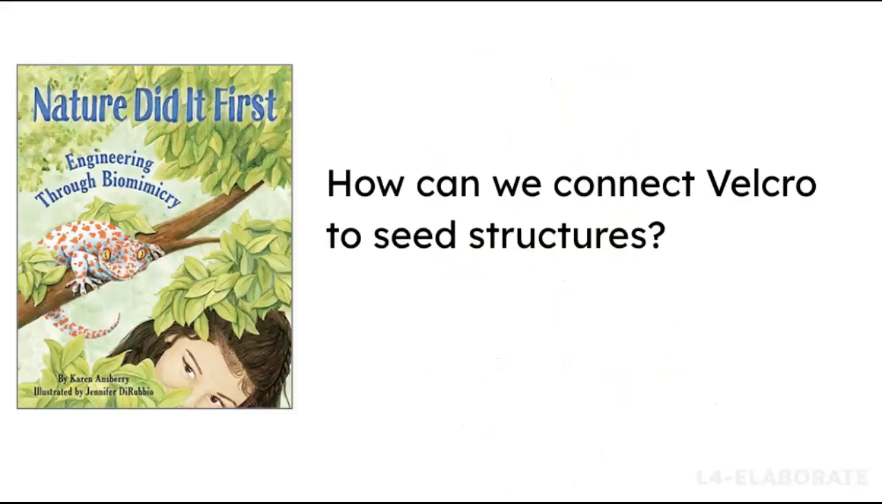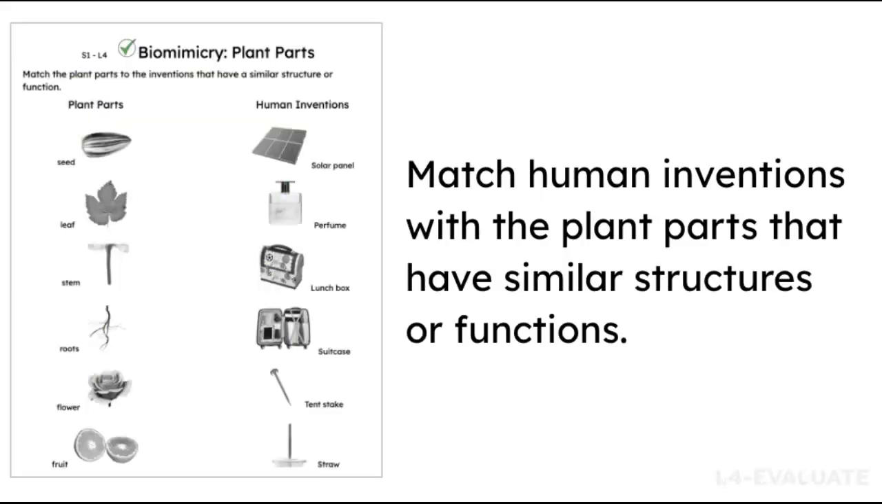For the Elaborate portion, you'll reread pages 4 and 5 from Nature Did It First, connecting Velcro to a special dried fruit in the burdock plant. For the Evaluate portion, you'll have students work in pairs to match different human inventions with plant parts that have similar structures or functions in the Biomimicry Plant Parts Student Journal page. They can use the class models or any other student journal pages to help make the matches.